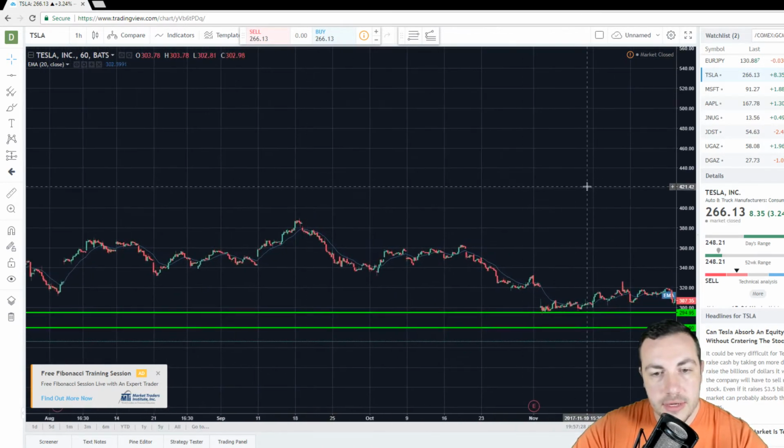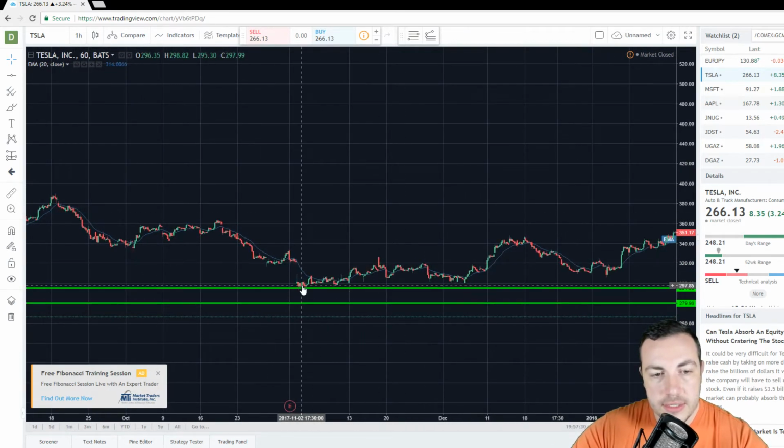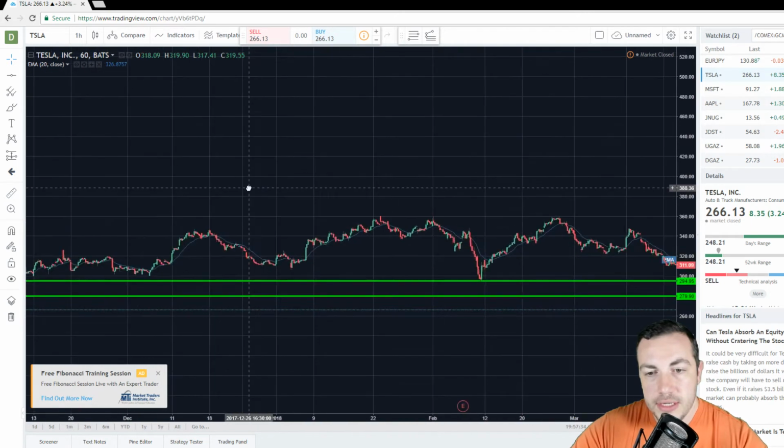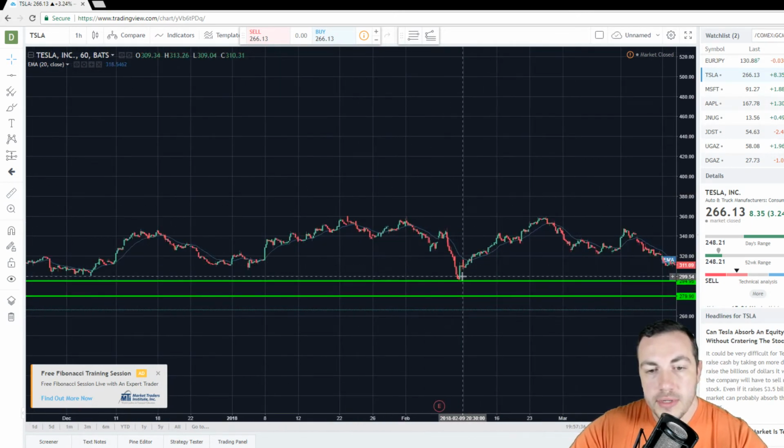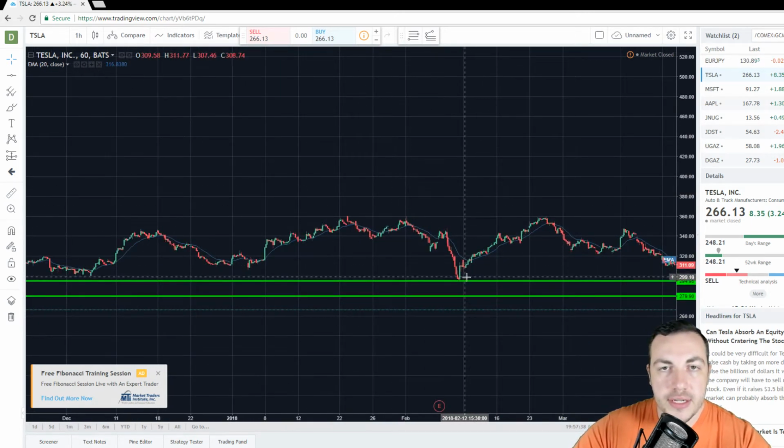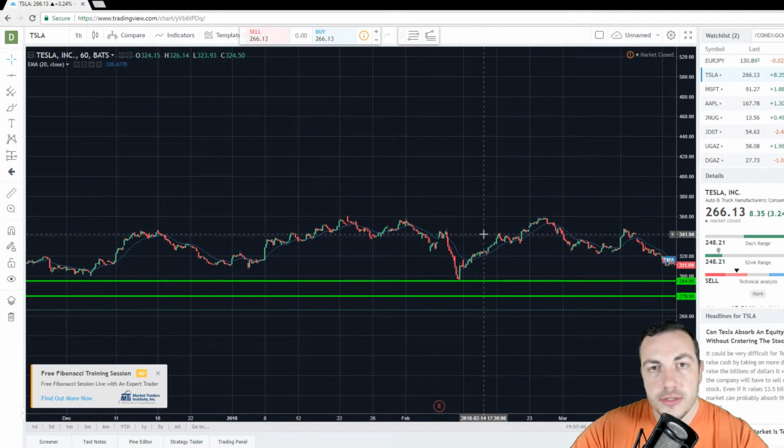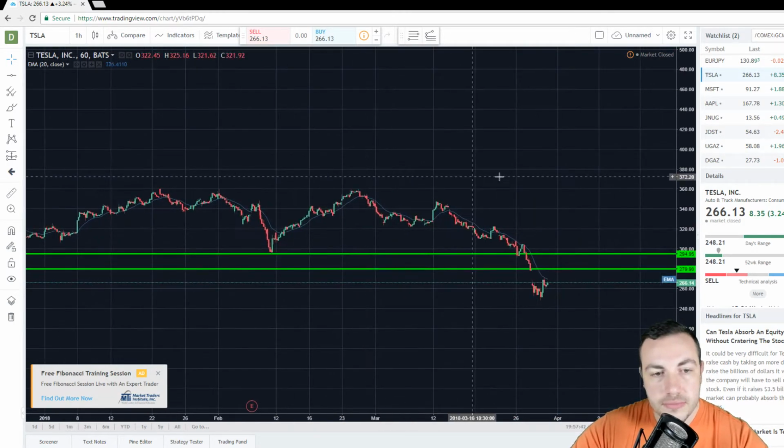So it just stays above it. Again, here we go. Test it again. Just not going below it. Pulls up each time. So you want to look for points like that and how many times it validates it. The more it does it, the stronger that signal is for you.